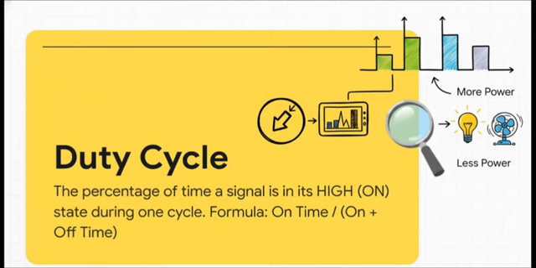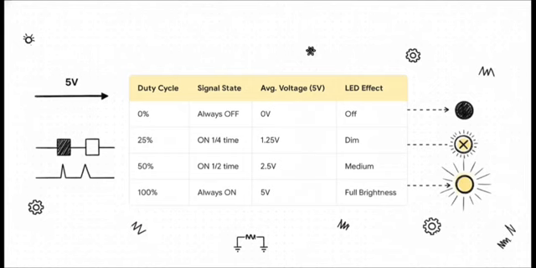So that was a 50% duty cycle. If we wanted to fill the bucket even slower, we could turn the tap on for just 1/4 of a second, and then off for 3/4 of a second. That's a 25% duty cycle. This percentage is our new digital knob for controlling power. 90% duty cycle, high power. 10% duty cycle, low power. It's that simple. This table right here makes it all crystal clear.